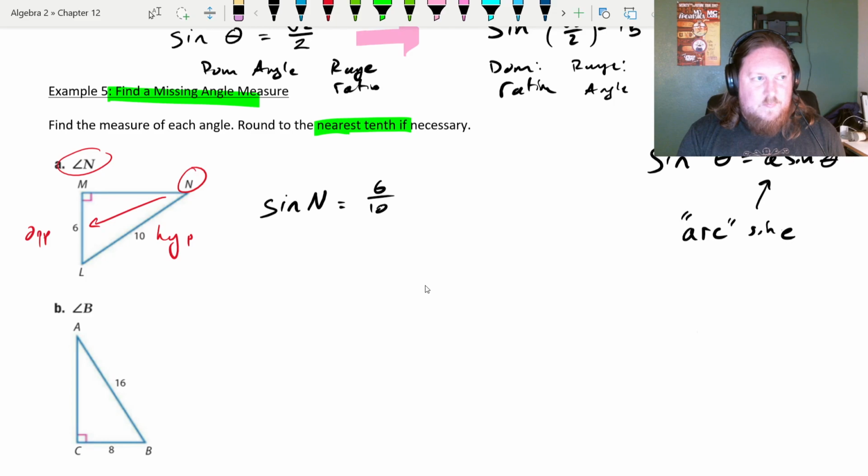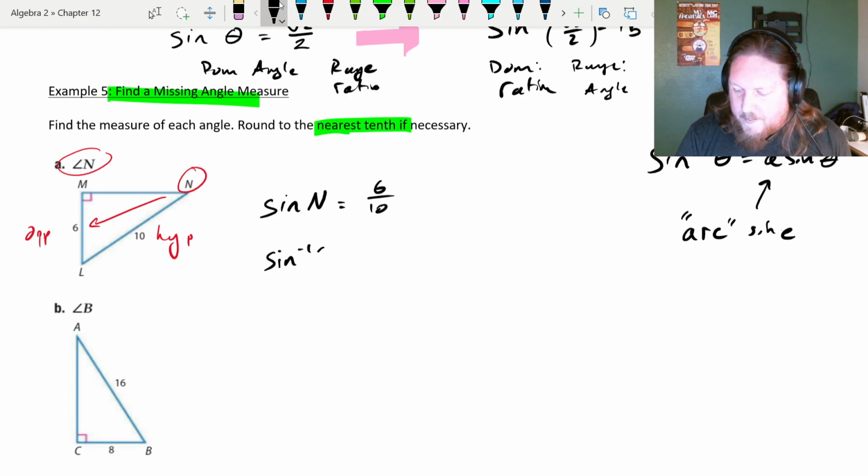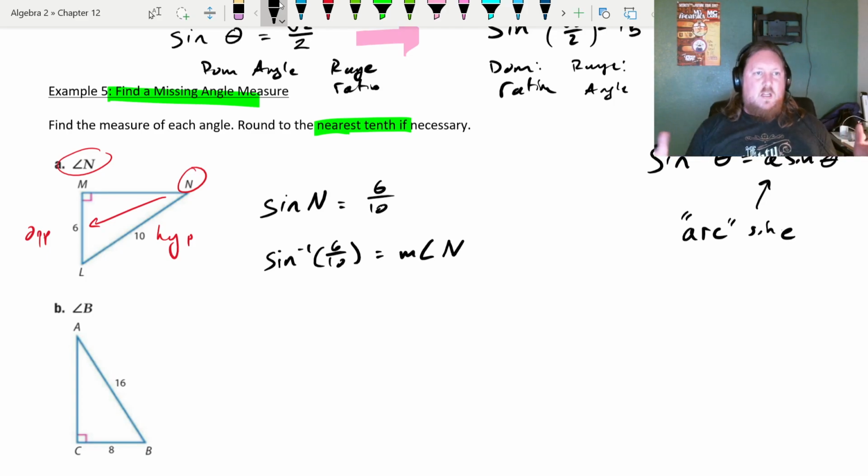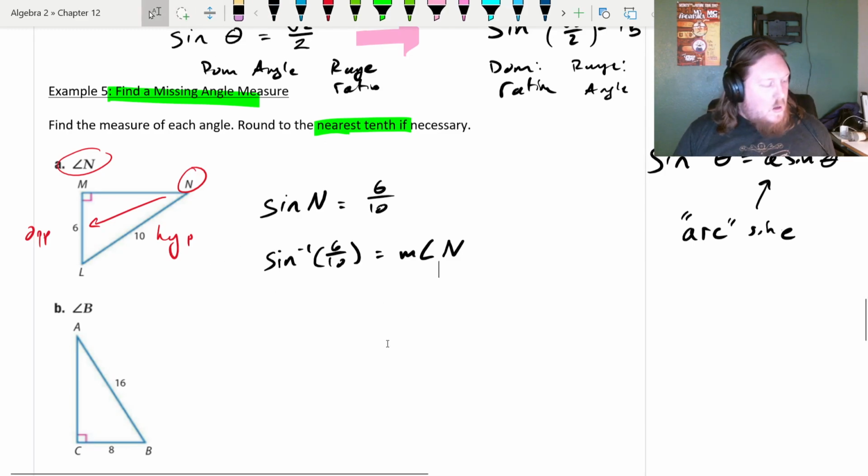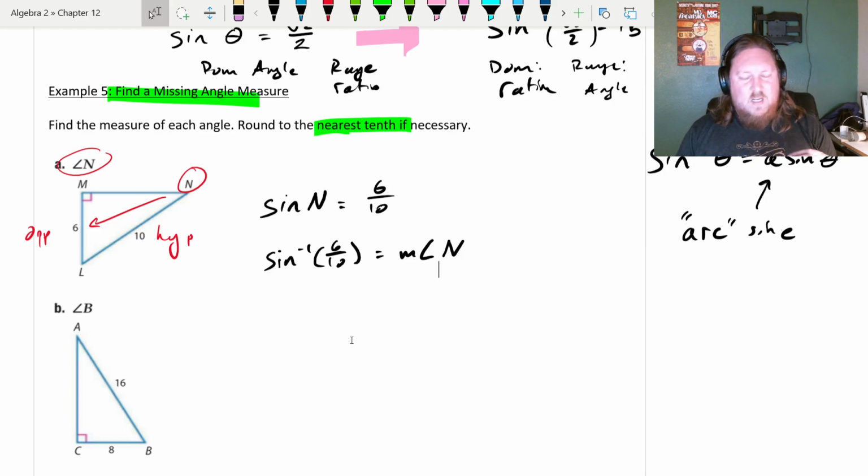So usually you can leave the symbol out there until you take the inverse sine of that ratio, and then you put back down the measure of angle N. You can also just leave it as capital N. I'm not going to worry about it too much. One nice thing here is I don't need to reduce that ratio down. If you go back, I think it was in the second video, we talked about the triangle with 350 over 700.